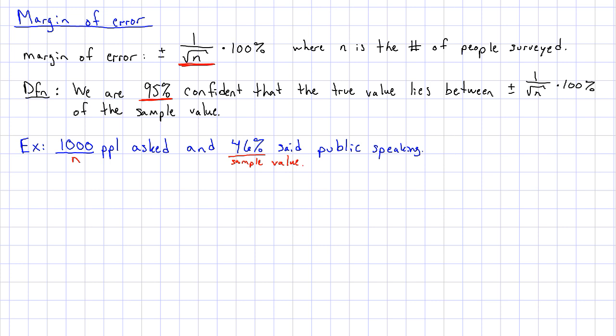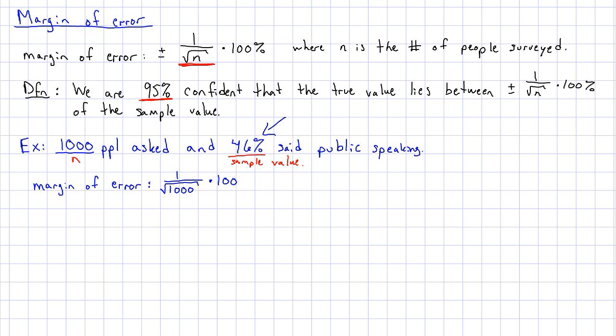So I can calculate my margin of error. One divided by the square root of 1,000 times 100. Again, you can type this into your calculator. You do 1 divided by, use your square root function, and it'll take the square root of the 1,000. We're multiplying by 100 because we need to get it into percent form because our sample data is given to us in percent form. For the margin of error problems that I do, they'll always be in percent form.